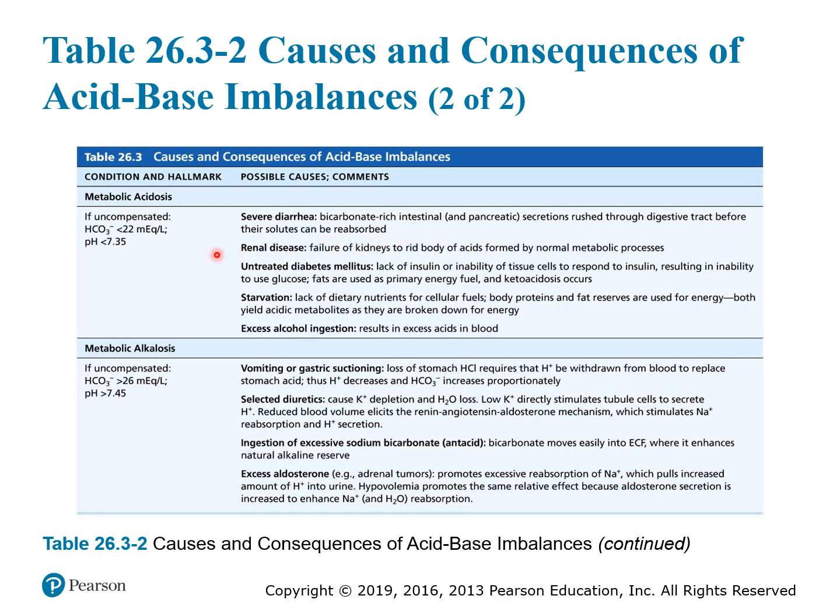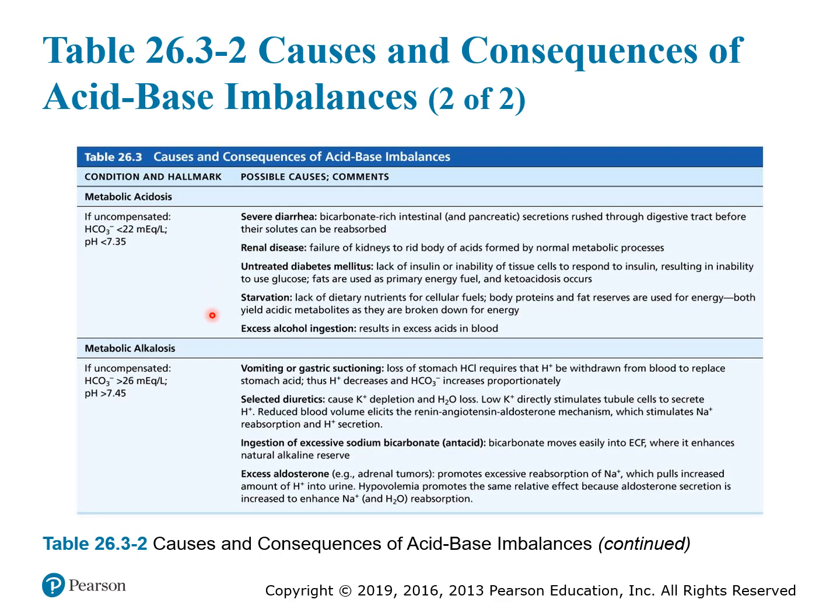Then there can be some renal disease, failure of the kidneys to rid the body of acids formed by normal metabolic processes. So in renal disease, the metabolic acids which are made in the body cannot be removed, and metabolic acidosis can happen. Then there can be untreated diabetes mellitus. The lack of insulin or the inability of tissue cells to respond to insulin both result in the inability to use glucose. As a result, fats are used, and they are converted into ketone bodies as well. So ketoacidosis occurs in untreated diabetes mellitus.